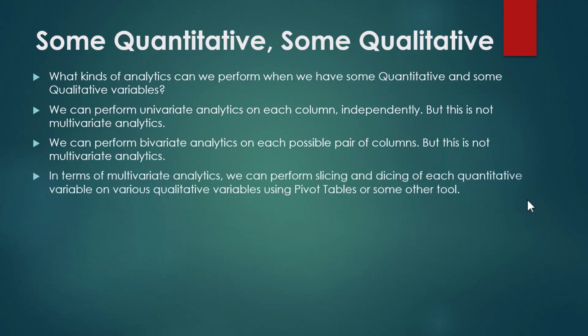So in terms of multivariate analytics, what can we do when we have some quantitative and some qualitative columns? We can perform slicing and dicing of each quantitative variable on various qualitative variables using pivot tables or some other tool. We can plot charts based on the pivot tables obtained above.